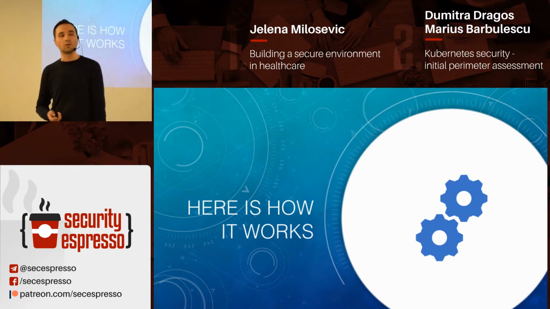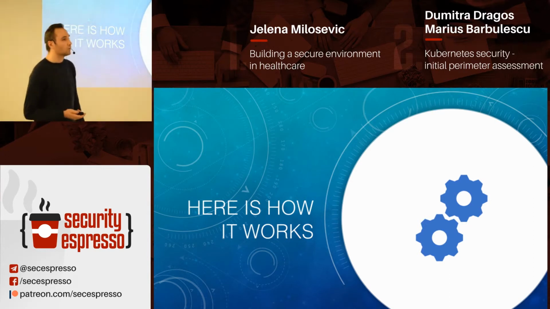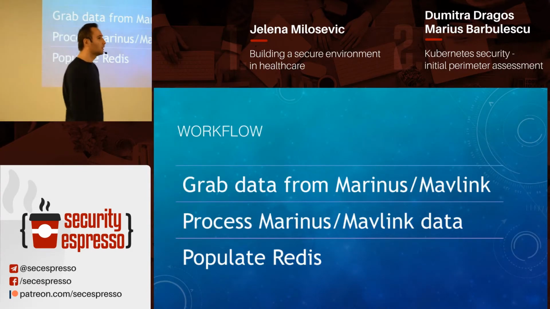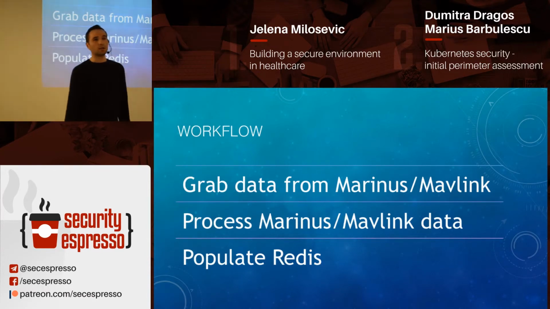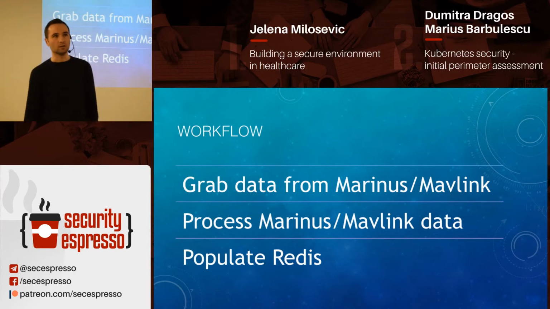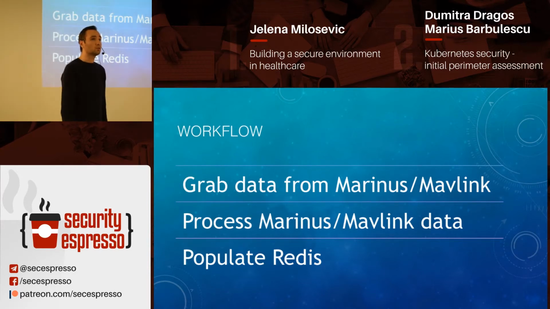Okay, so for implementing our idea, we used Python as a programming language. The first step in making this work was to grab the data from Marius and Mavlink. Of course, this data is not in an easy format to process, so we had to spend some time organizing this data to make it easier to analyze after that. This was also the step where we populated Redis with all the information that we got, and this of course changes whenever we get new info from Marius or Mavlink.